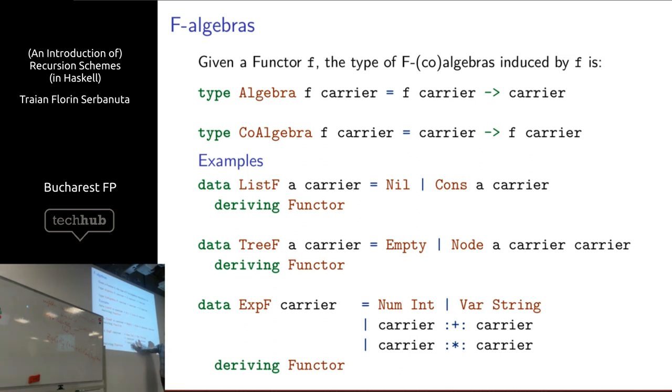Okay. And something which I like a lot is that we can define a language for expressions or expression-like structures. I can say that an expression over a carrier is either an integer or a string or whatever we want there, a variable, and some operations we can do on expressions in general. No questions? Good.